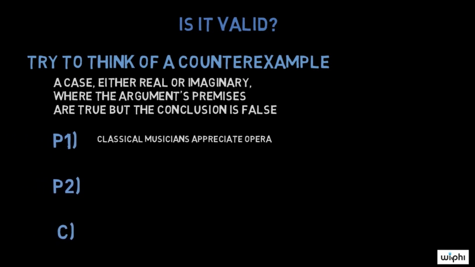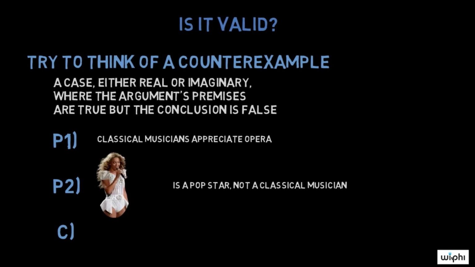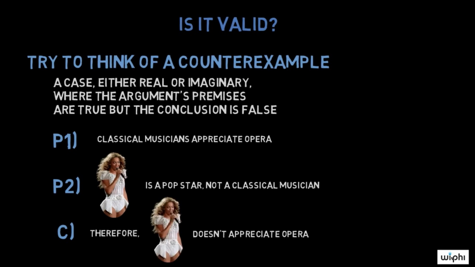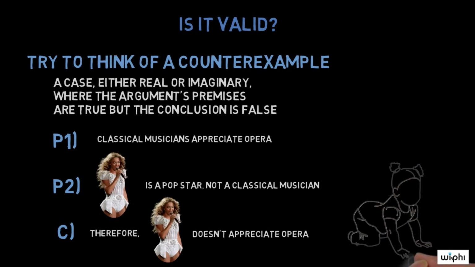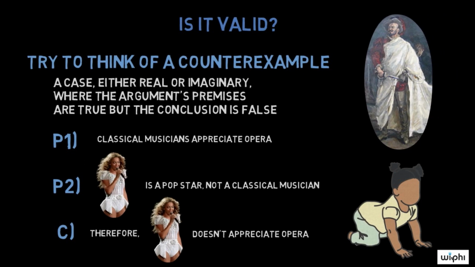Premise 1. Classical musicians appreciate opera. Premise 2. Beyoncé is a pop star, not a classical musician. Conclusion. Therefore, Beyoncé doesn't appreciate opera. Now suppose that Beyoncé's been listening to opera since she was a little girl, and loves Mozart's Don Giovanni. Well, then she'd appreciate opera. The conclusion would be false, even though the premises would still be true.